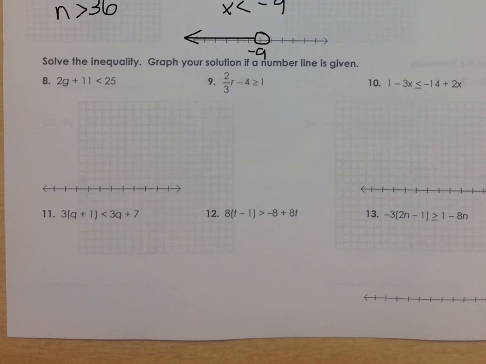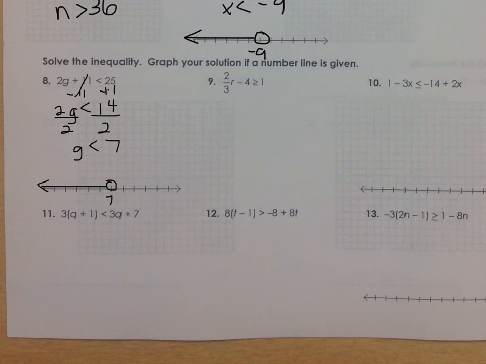Number 8, we have to get g by itself, so I'm going to start by minusing 11 from both sides. So I would get 2g is less than 14. Divide by 2, I would get g is less than 7. So this would be 7. It would be an open circle going to the left.